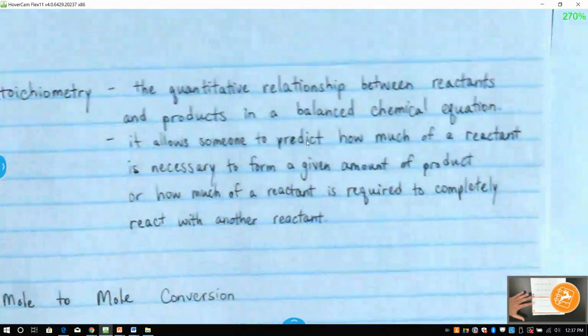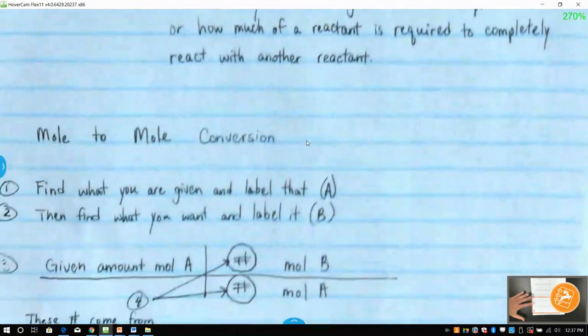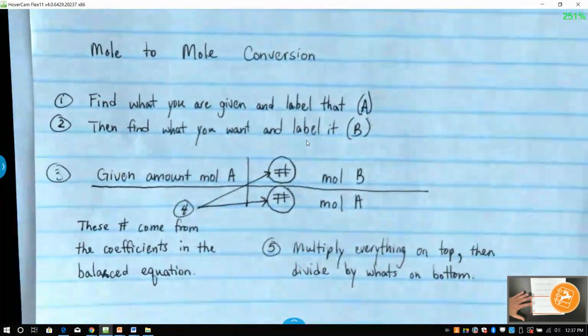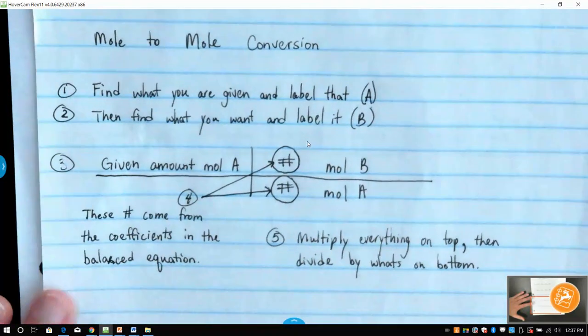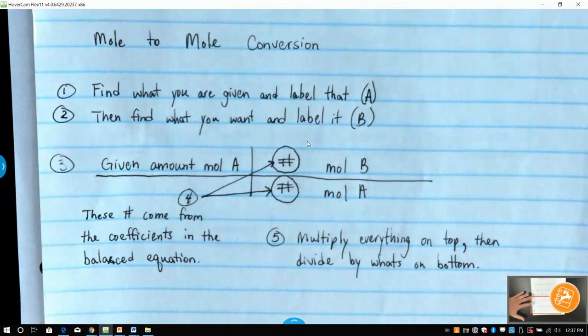So we just kind of said what stoichiometry was. We talked about it. So in a mole-to-mole conversion, you are going to read the problem and find out what you're given, underline it, and label it A. That would be your first step. Second step, figure out what they want, what they're looking for. You can underline that and label it letter B.